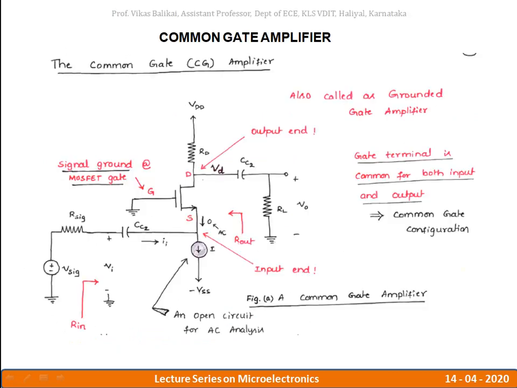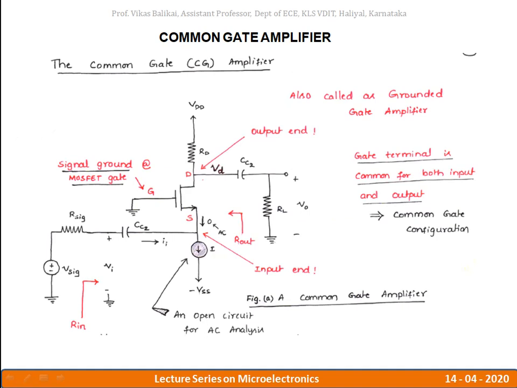Now this is the common gate amplifier configuration that you can see on the screen. We have the gate terminal being grounded and the input is applied to the source terminal and output is taken from the drain terminal. Remember, in the previous two lectures we discussed how to name the different amplifiers, in the sense which terminal should I consider as the input and which terminal should I consider as output. So that we discussed about two lectures before.